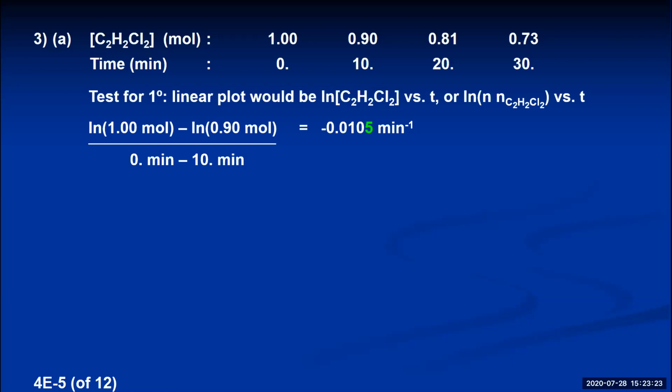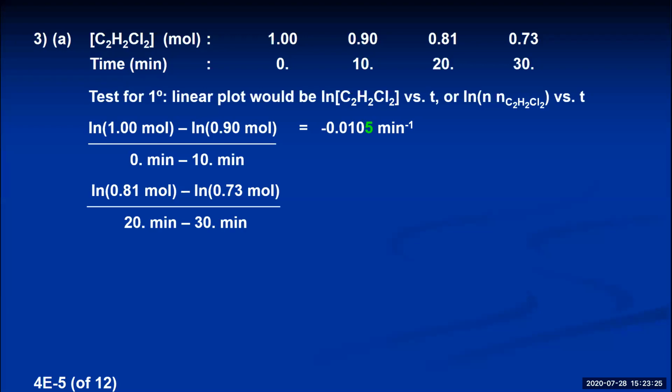0.0105. Between the 3rd and 4th points, natural log of 0.81 minus natural log of 0.73 over 20 minus 30. This comes out negative 0.0104 minutes to the minus 1. In terms of significant figures, these both seem pretty close to each other, but unfortunately, that's a little bit iffy. I sort of gave you this one on purpose so you wouldn't know for sure if it really was 1st order, so you're going to have to go ahead and test 2nd order, because maybe it's 1st order, but maybe the 2nd order test will come out more close than these two.